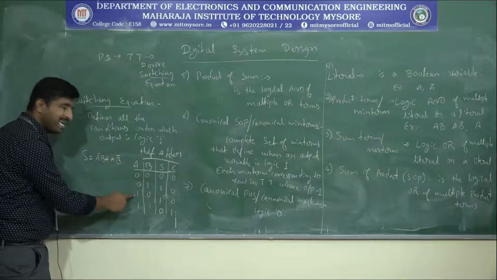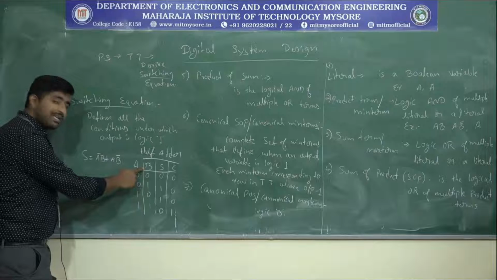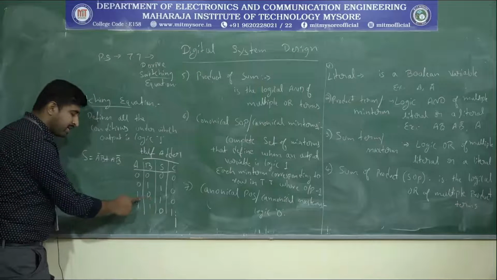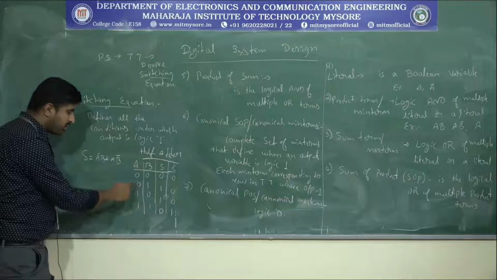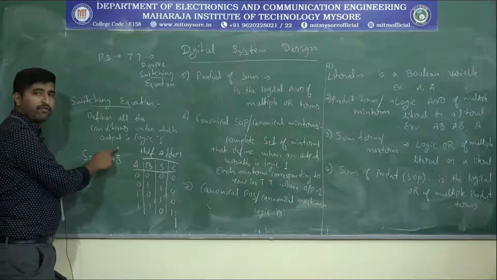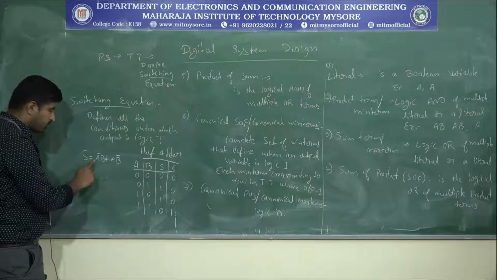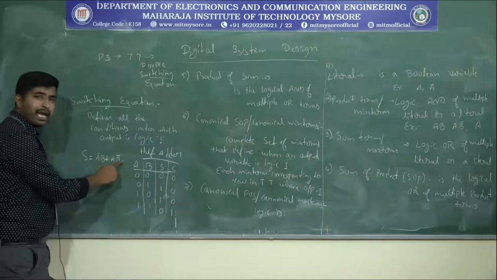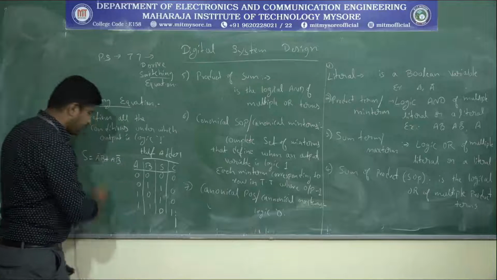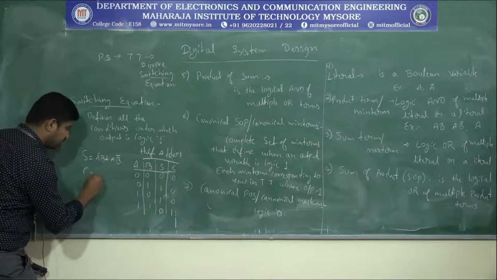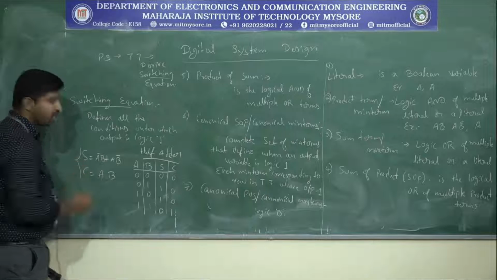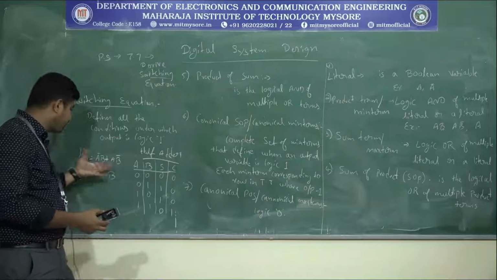Then we write the other condition for the sum being 1, which is 1 0. When we write that, where 1 is there, we write the same variable, and where we have a 0, we write it in complement form. So sum will be equal to A bar B plus A B bar. That is how the sum equation is obtained. Similarly for the carry, C equals A B. So these are the switching equations, and this is how we derive them.